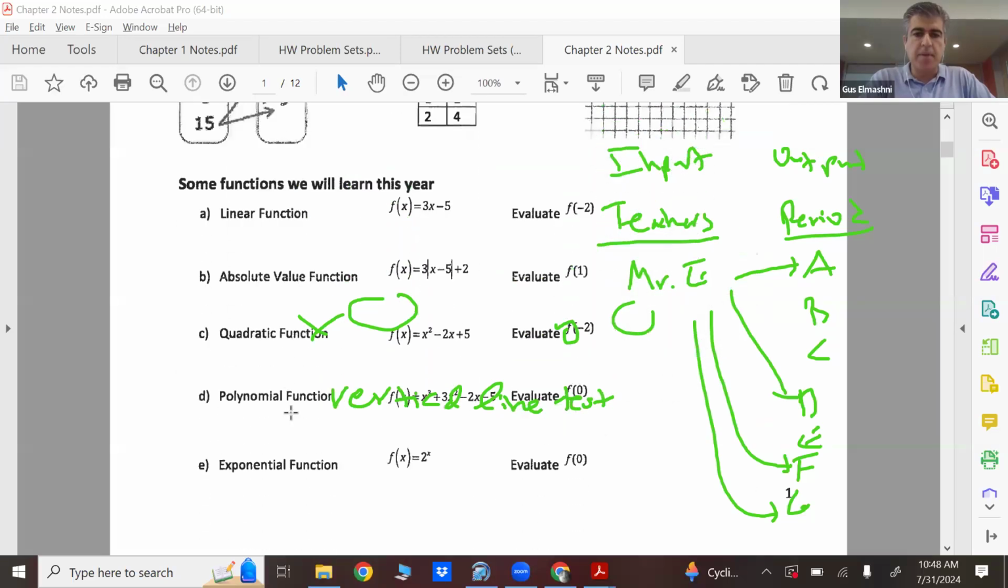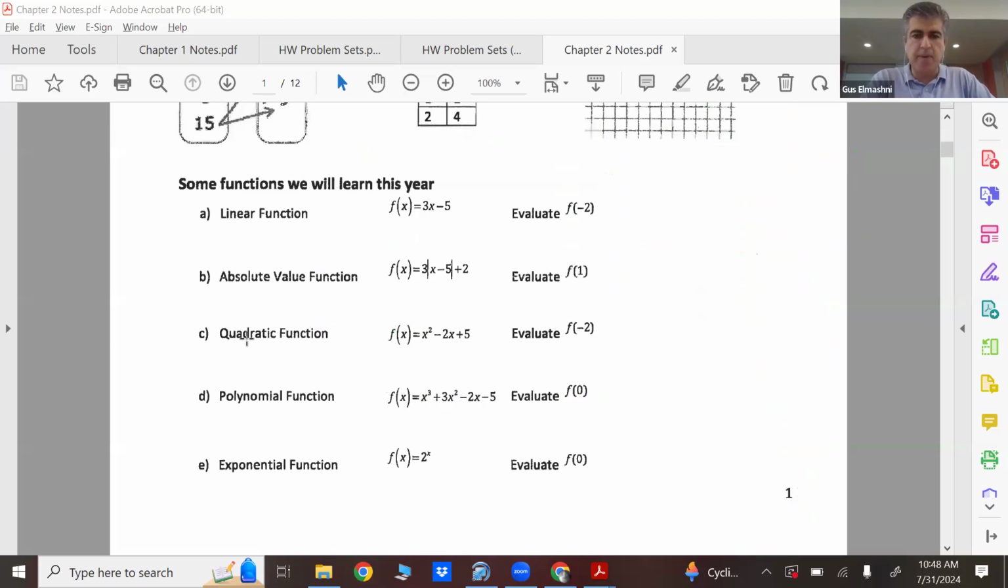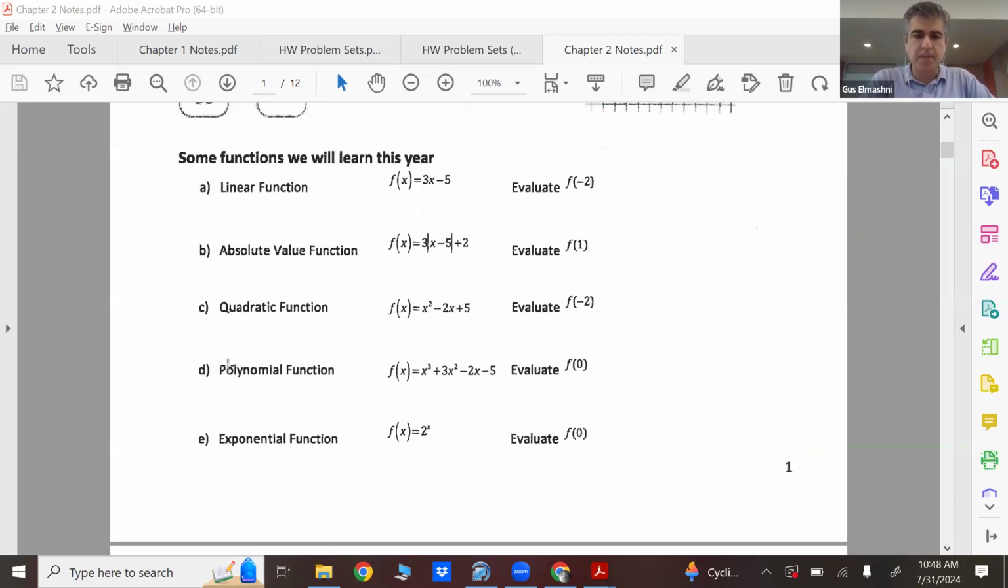We'll also talk about other types of functions like linear functions, which are lines, absolute value, which we've been talking about already. Quadratic we'll talk about later. Polynomial, I don't think we'll get to this summer. Exponential we won't get to this summer, but you'll definitely see it in Algebra 2. But we'll still evaluate them and work them out because they're not too hard to do.